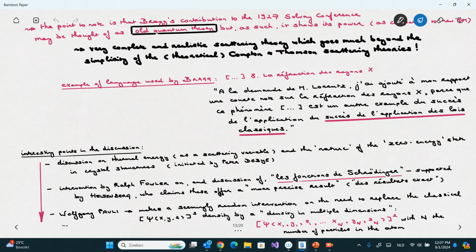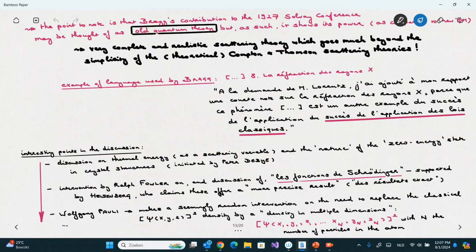Wolfgang Pauli makes an interesting contribution. It seems random at first. He says basically, in the theory as Bragg presents it, it is a pretty classical idea of energy densities, charge densities in three dimensions, and he writes that up as a bit of a wave function, as a function of x, y, and z coordinates.